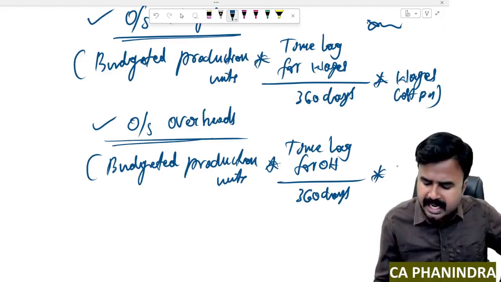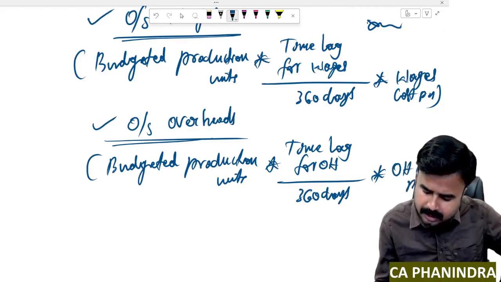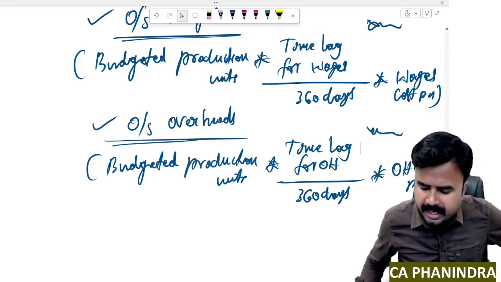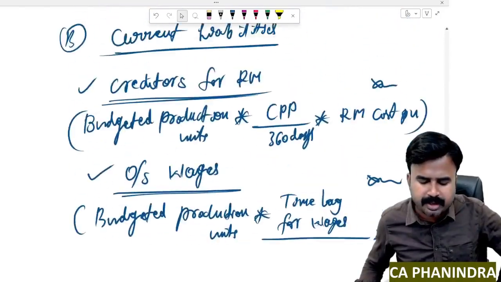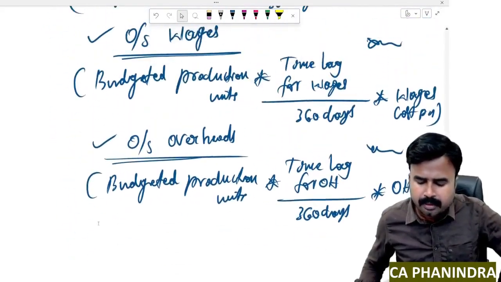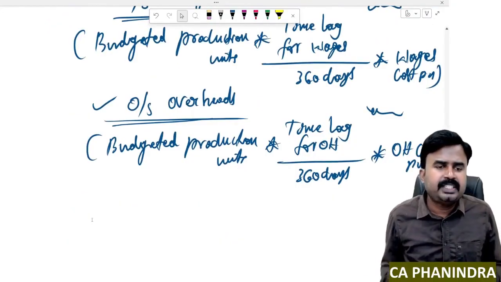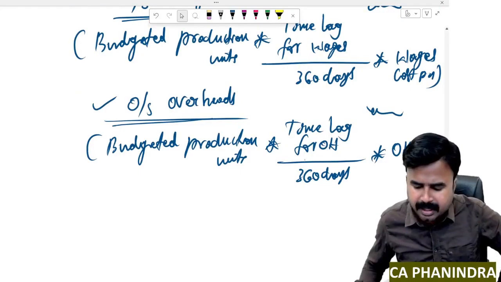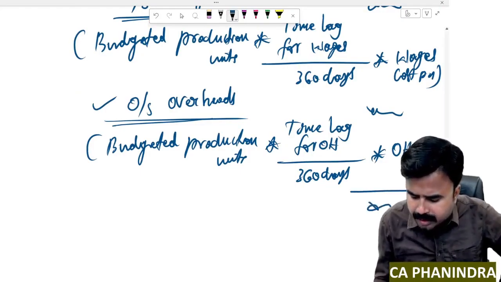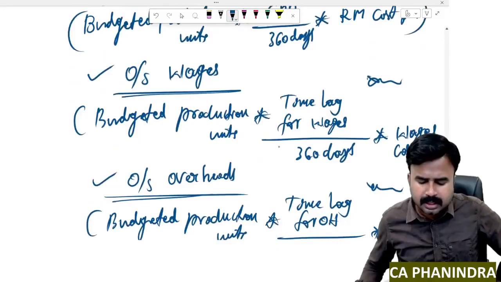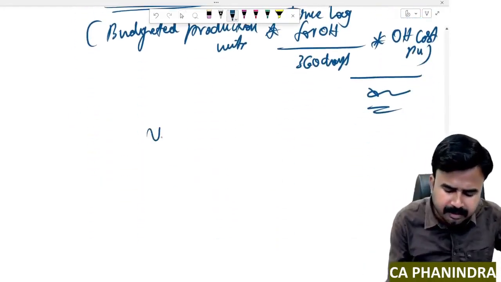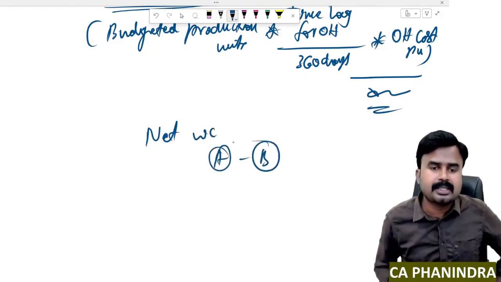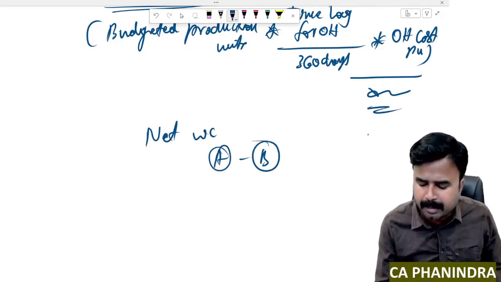So outstanding overheads: budgeted production units into time lag for overheads divided by 360 days into overhead cost per unit. That's it. So with this, we have taken all the current liabilities. We have GST also in the study material, I can take that directly from the study material. I'm just taking the total here, current liabilities total. This is the general format actually. Net working capital: A minus B, total current assets minus total current liabilities, or gross working capital minus current liabilities, that gives me net working capital.